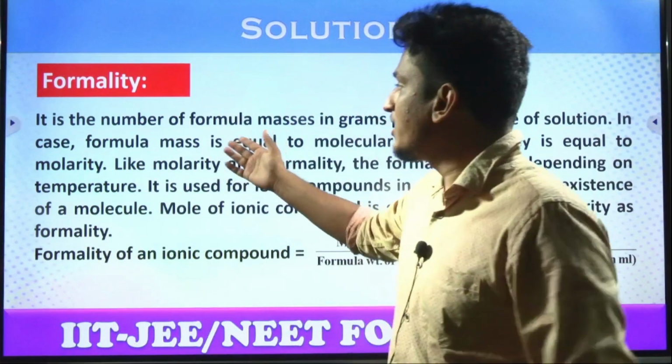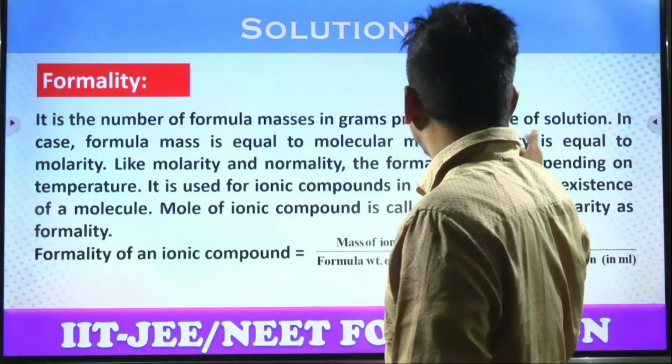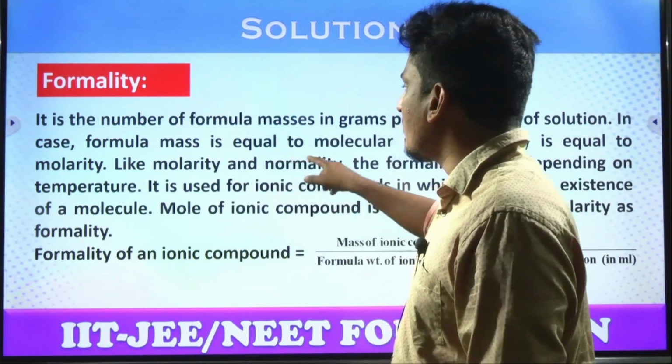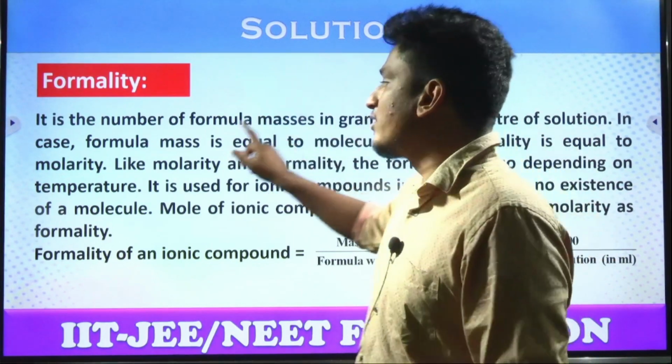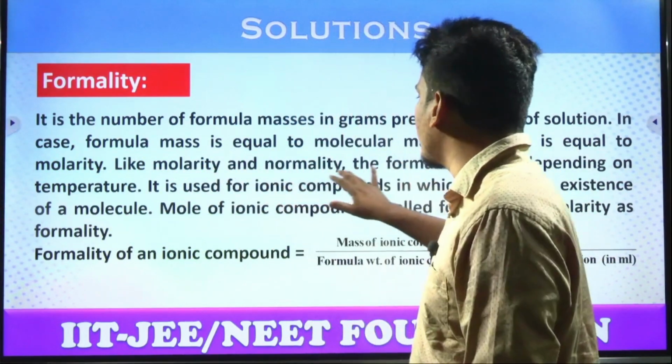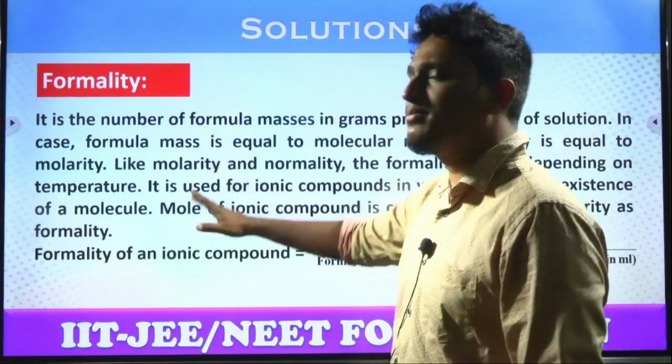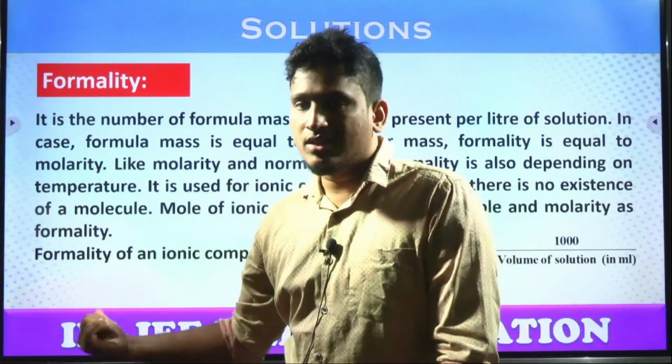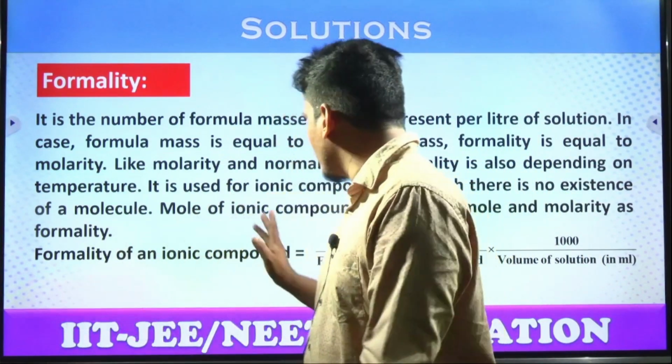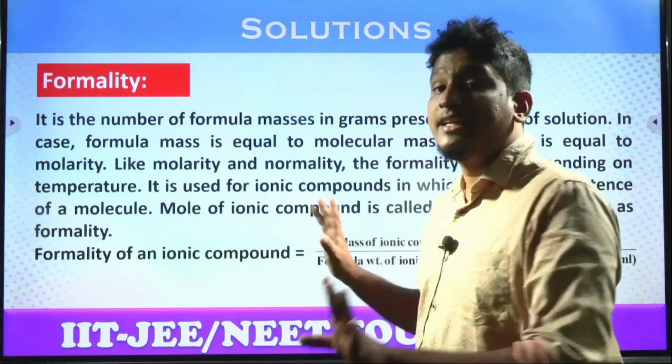So what is formality? It is the number of formula masses in grams present per liter of solution. In case the formula mass is equal to the molecular mass, formality is equal to molarity. Like molarity and normality, formality also depends on temperature, because there is a volume factor. Got the clarity, students? Same as molarity, we have formality here, but in the case of ionic compounds.